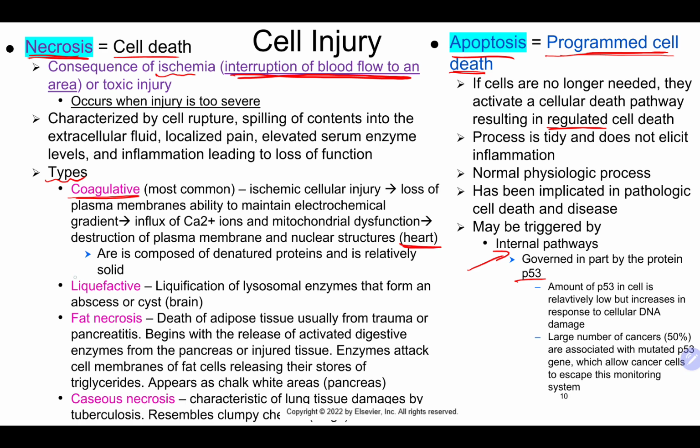We have liquefactive necrosis, right? Liquefaction by lysosomal enzymes that form abscesses or cysts. We're typically going to find this in the brain. We have fat necrosis, right? Death of adipose tissue. We're going to find this in the pancreas. And you have caseous necrosis, right? You'll find this typically like in the lungs, okay?